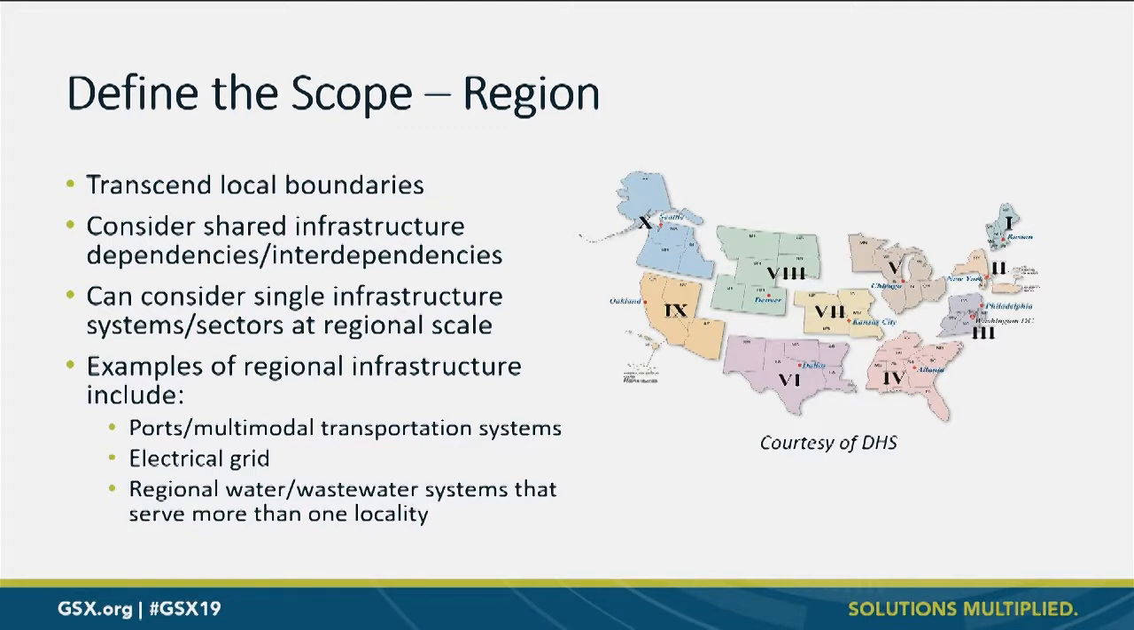You can consider single infrastructure systems or sectors at that regional scale, or you can start to look at how things interact. So some examples of the kinds of things that we might think of at a regional scale include ports and multimodal transportation systems. I mentioned the electric grid, and regional water or wastewater systems that actually serve more than one locality.